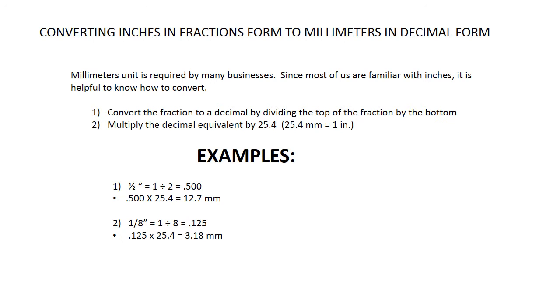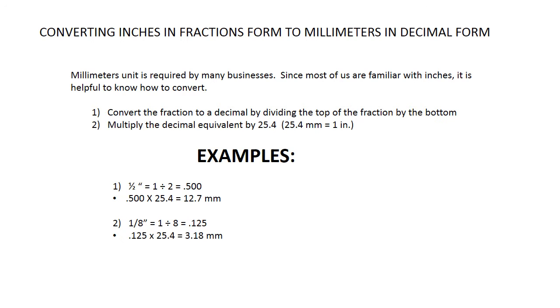For example, 1/2 equals 1 divided by 2, which equals 0.500. Then you take 0.500 times 25.4, which equals 12.7 millimeters. Also, another example is listed below, the 1/8.